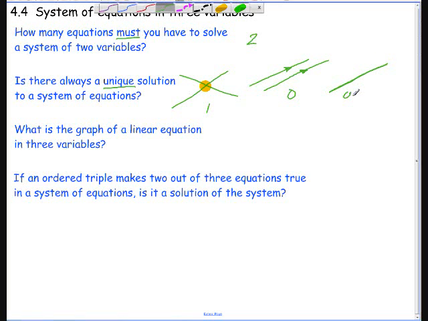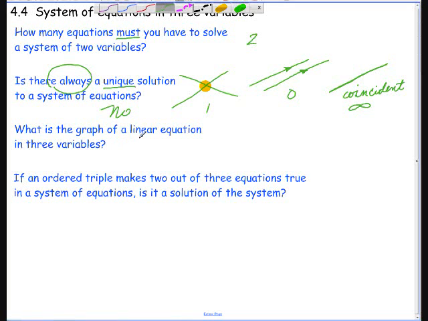What is that? We have coincident lines. They actually lie right on top of each other, and then we have an infinite number of solutions. We have a solution, that's for sure, but it isn't unique. It's got many of them. So the key word here is always, and the answer is no.